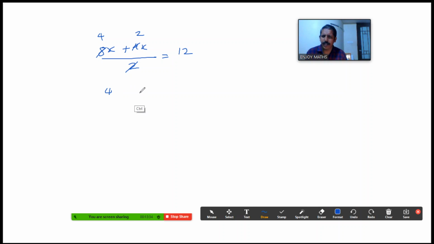So what happens? Just let me write it neatly. 4x plus 2x is equal to 12. So what is this one? 4x plus 2x is 6x is equal to 12. x is equal to 12 by 6. So x is equal to 2, you just cut off. That's how you do.